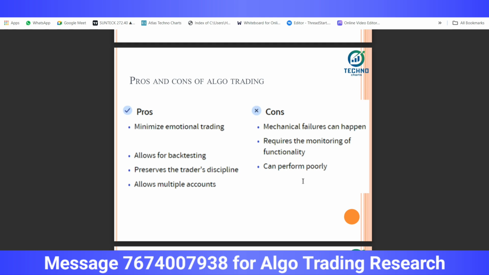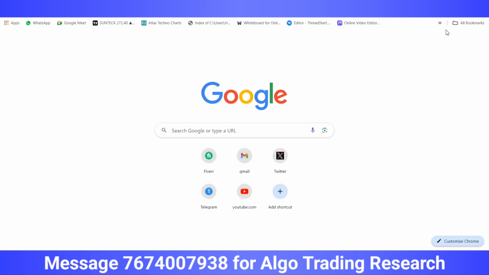Mechanical failures can happen, so systems can go down. So you have to be able to tackle that. And it could be possible that as soon as you start your trading journey, the system can start to perform poorly. So these are some of the disadvantages of starting your algo trading journey.